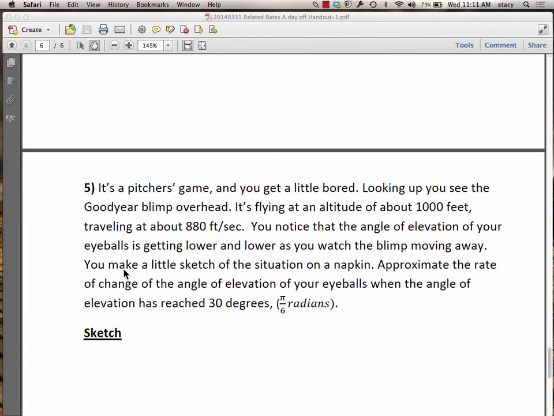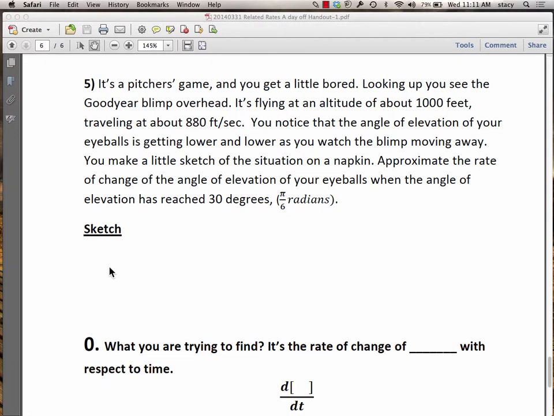Which problem do you guys want to do now? Yes. 5? Looking at the blimp. Draw a picture. What does it look like?